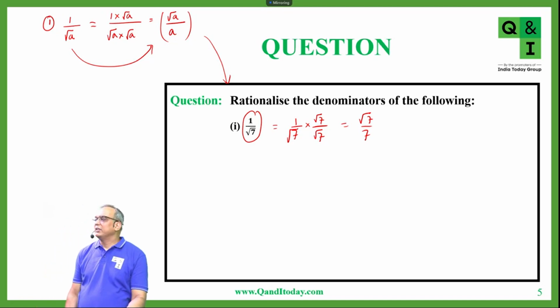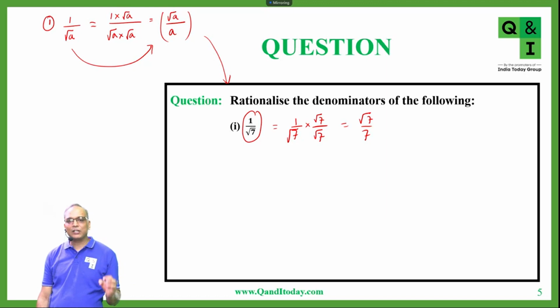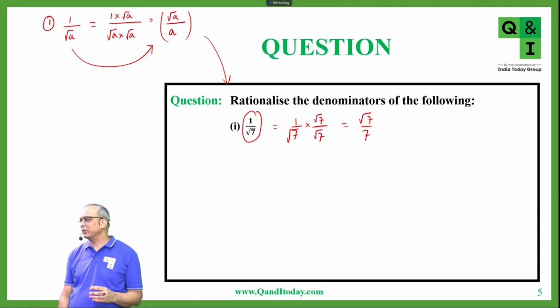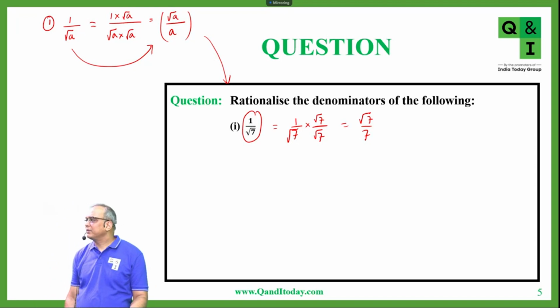Yes, we also multiply by the conjugate, but here because it is a single irrational number of the form root a, there does not exist any conjugate here. In the next two types of questions, we find the conjugate and then we multiply by the conjugate. Yes, Arush, root 7 by 7 is the correct answer. You are correct, Rudra, yes, we have to multiply by the conjugate and we'll discuss this also.